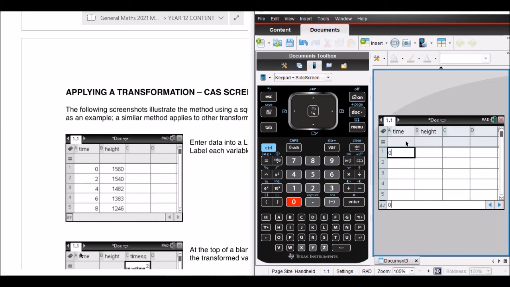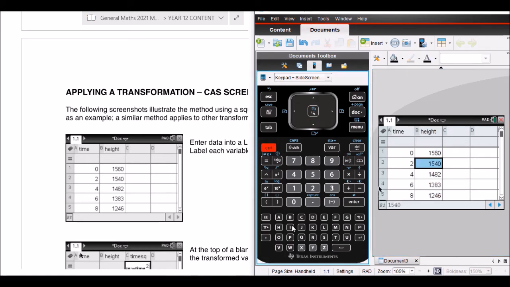And we'll get 0, 2, 4, 6, 8. Then you got 1560, 1540, 1482, 1383, and 1246. Now, maybe before I go ahead, I want to show you guys what this data is going to look like if it's not transformed.